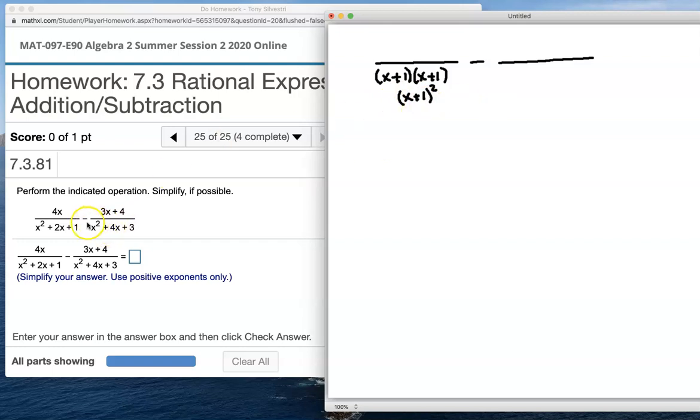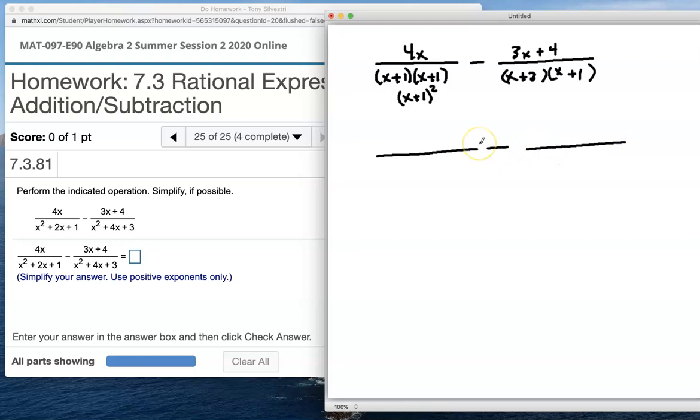Now this guy down here is another big bundle that needs to be factored. Okay, so we'll do that. This is x plus 3, x plus 1. Okay. Let's bring down the numerators. Actually, just copy the numerators here, and this is 3x plus 4. Okay. We factored the denominators.